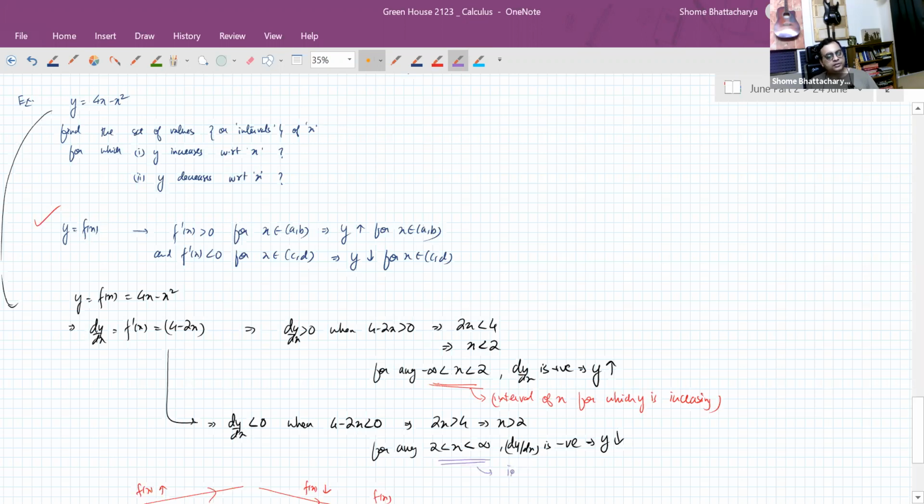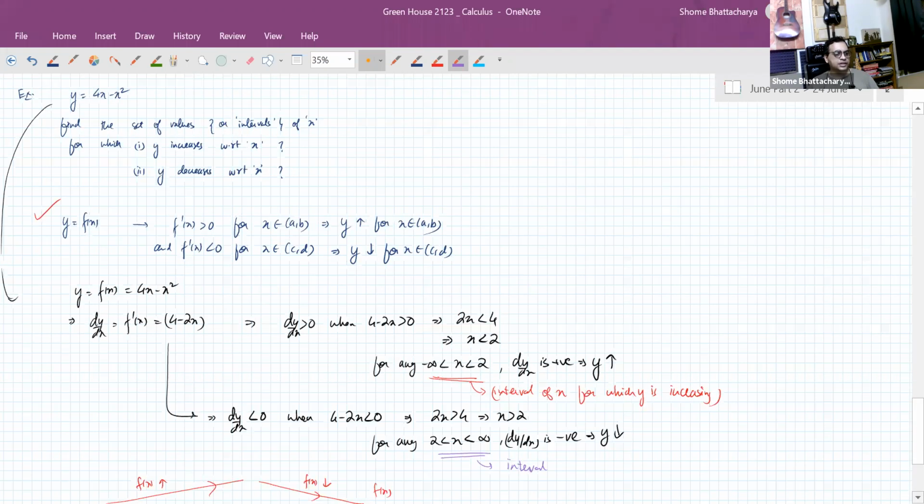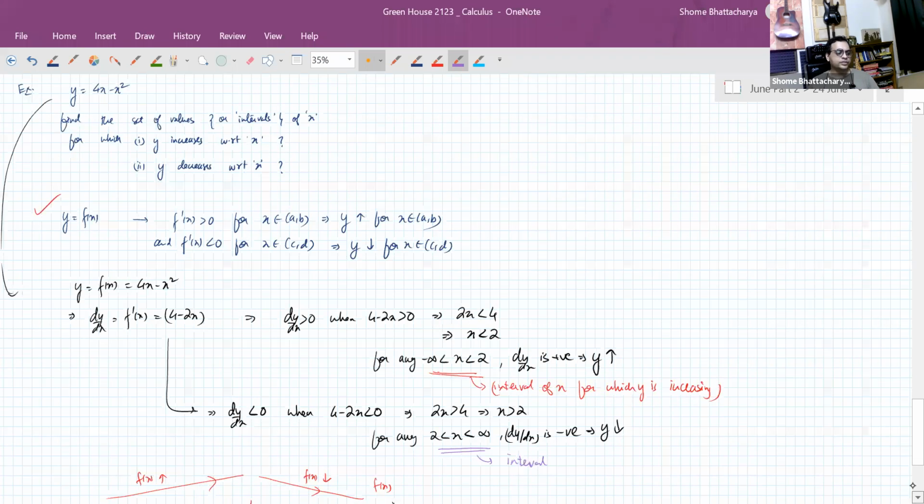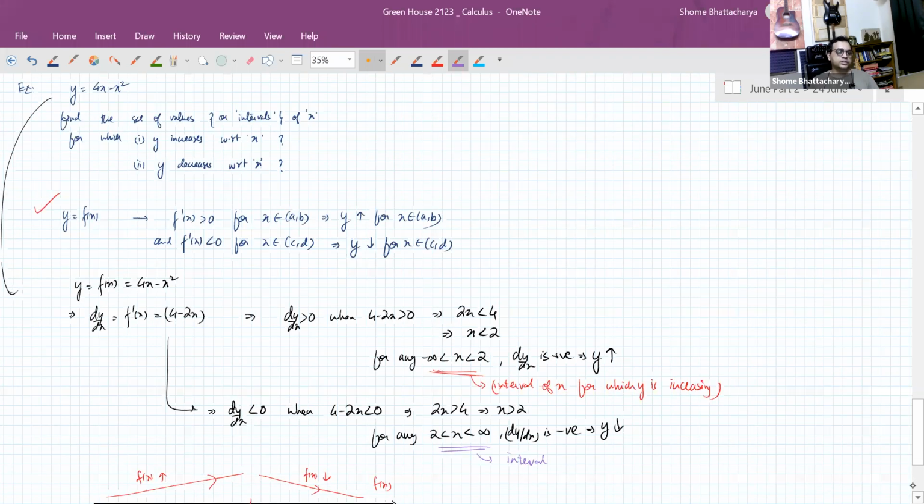Of course, as some of you might have noticed, we also have a third case where dy by dx is 0, and that is happening at a particular point, x equal to 2. So that also becomes a very significant point for us, and we'll discuss that next, because the behavior of the function switches from increasing to decreasing. So that's a very critical point, and we'll discuss that also. But first is the analysis of the interval where the function is increasing and the interval where the function is decreasing.